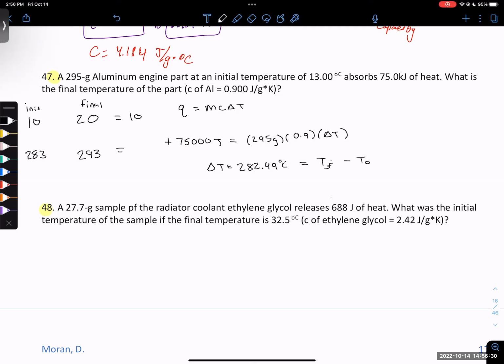Okay, let me see. So Kelvin and Celsius are on the same scale, right? All you're doing is just adding 273. It's a constant. So you would add 273 to your initial and add it to your final. Yeah, so the difference would be the same either way.